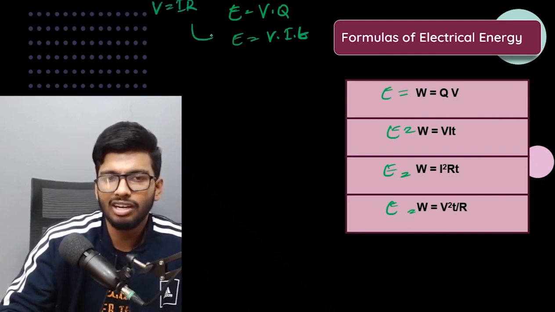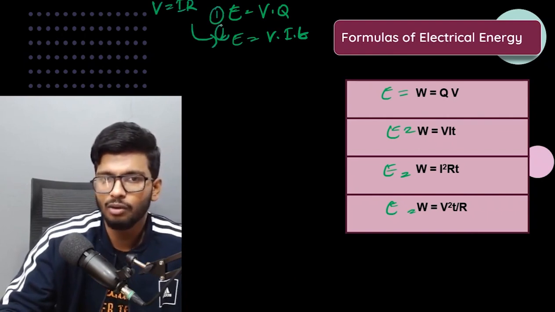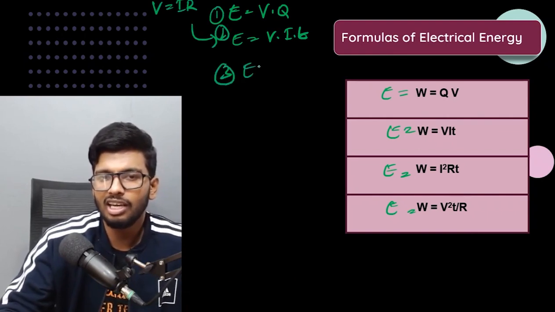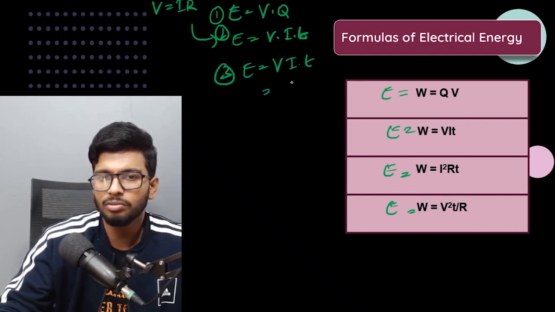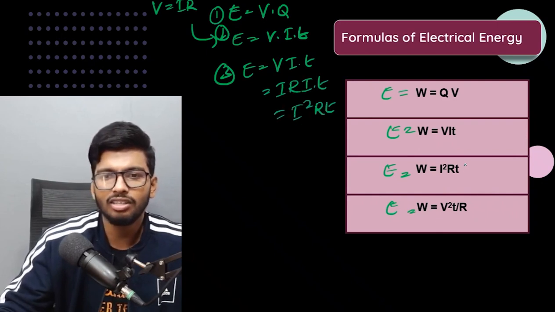So if you substitute that in the second equation, you can get E as what? E is equal to VIT. So in place of V, I'm substituting IR, so it'll be IR into IT. So this would be equal to I square RT. That's how you get the third formula as well.